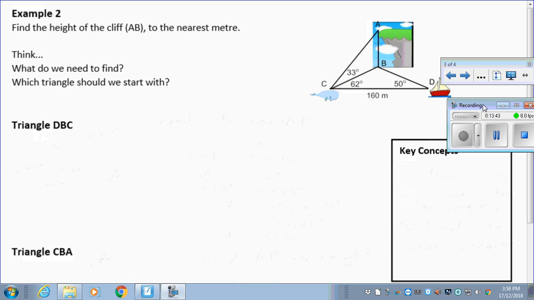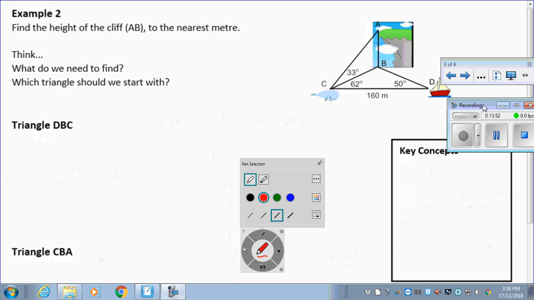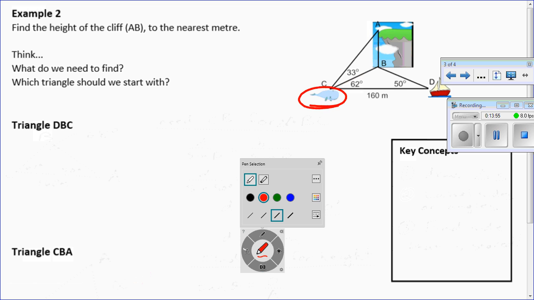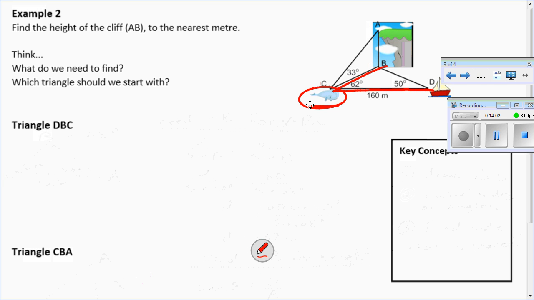triangle BCD is actually flat with the ocean, right? And the spot where this little guy is sitting in the ocean creates a 62-degree angle from here to the cliff. And then from the ship to that same spot just below the top of the cliff forms a 50-degree angle with that ship. Now, notice all of those things are kind of sitting flat in the ocean, right?